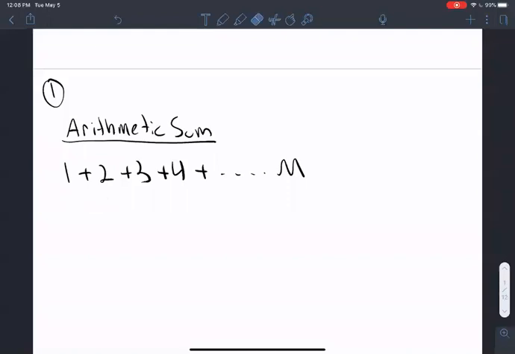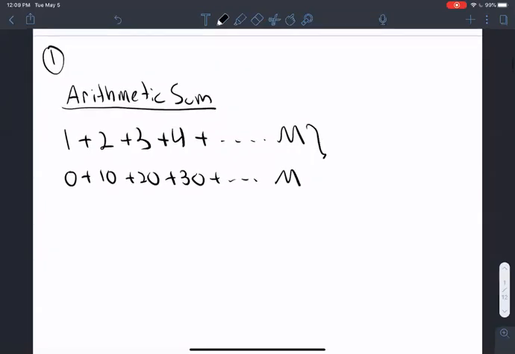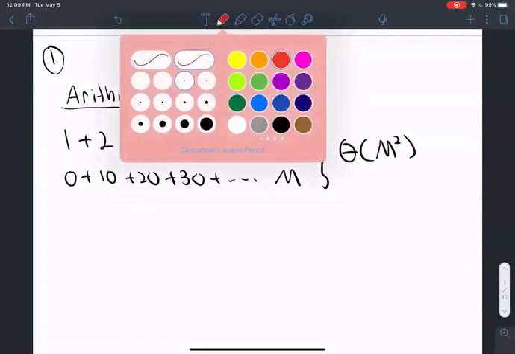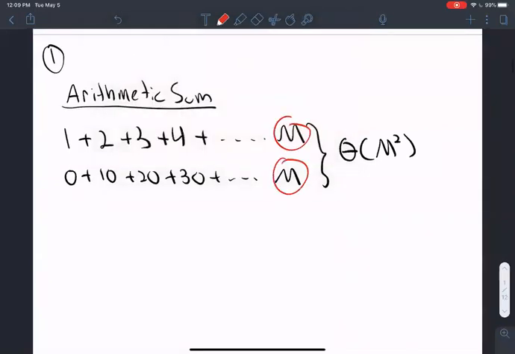So even if we take the sum 0 plus 10 plus 20 plus 30, all the way to m, both of these sums are arithmetic because the difference between terms is constant. In the top one, it's 1. In the bottom one, it's 10. And so we say both these sums are theta of m squared. You basically just take that last term, that's the important one, and you square it.